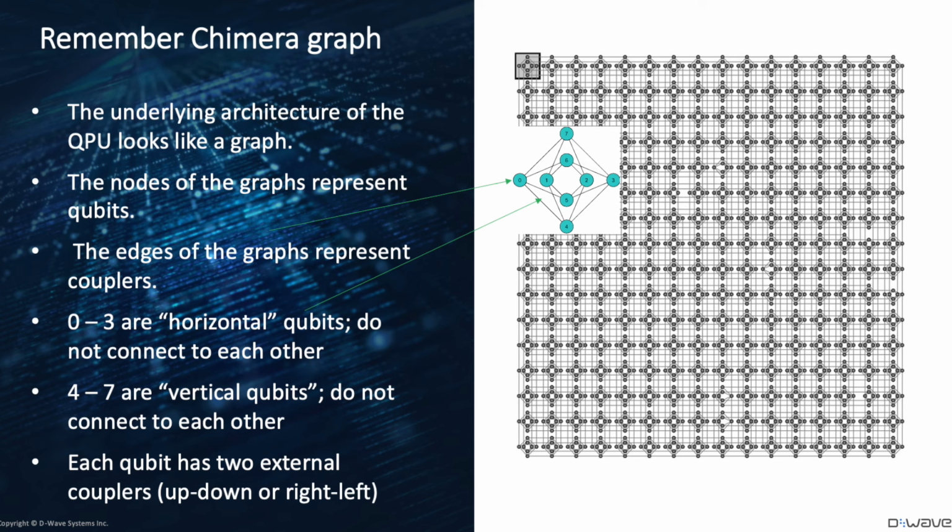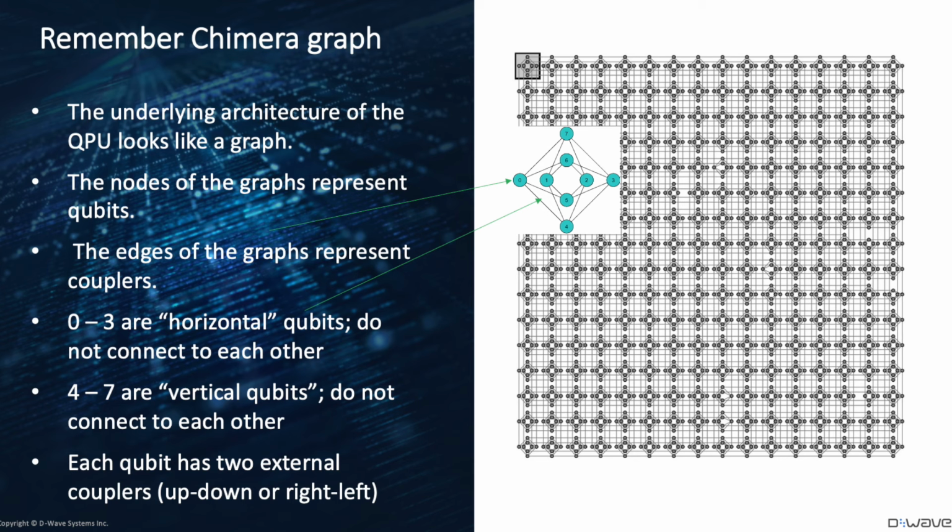Remember with the Chimera graph that, of course, as it says here, the underlying architecture looks like a graph. In this case, the dots are qubits, the edges are couplers, and the unit cell is shown there in the inset. 0 to 3 across the horizontal row, if you can see the numbers there, are horizontal, and they don't connect to each other. And then you have this vertical column, 4, 5, 6, 7, where they do not connect to each other, but they connect to ones in the row.